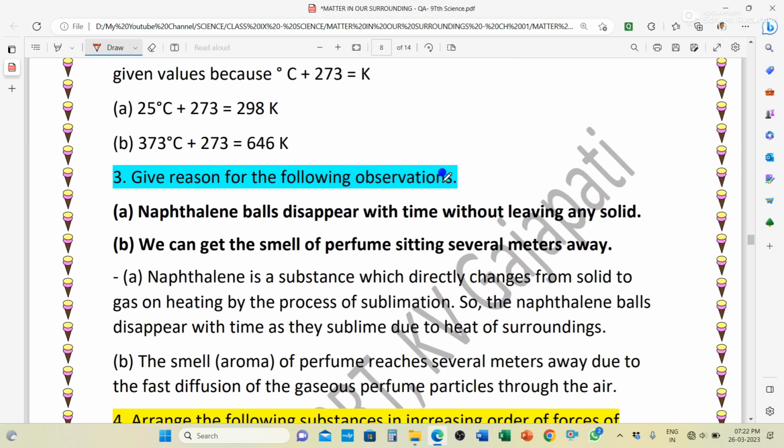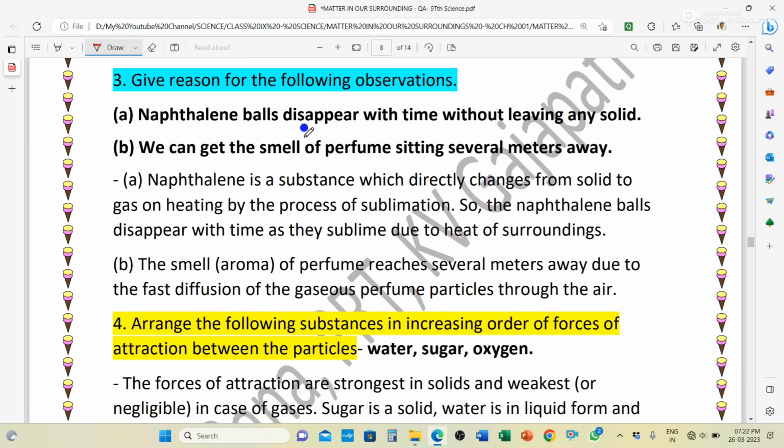Then give reason for the following observations. Naphthalene balls disappear with time without leaving any solid. Naphthalene is a substance that is called a volatile substance. That means it directly changes from solid to gas on heating by the process of sublimation. Sublimation means the change of state of matter from solid directly to gas. So the naphthalene balls disappear with time as they sublime due to the heat of the surroundings.